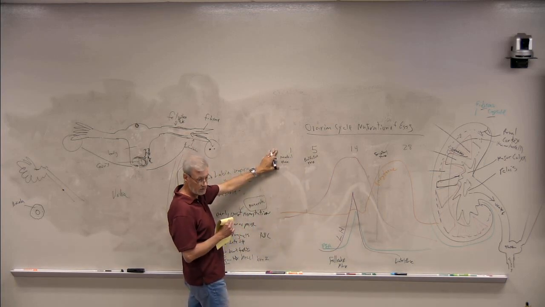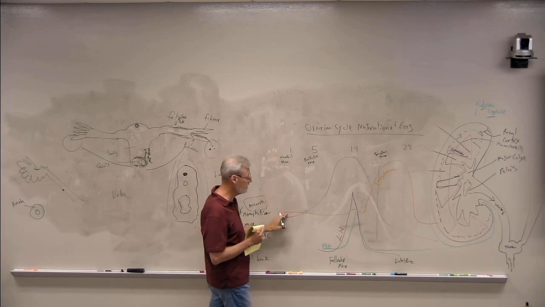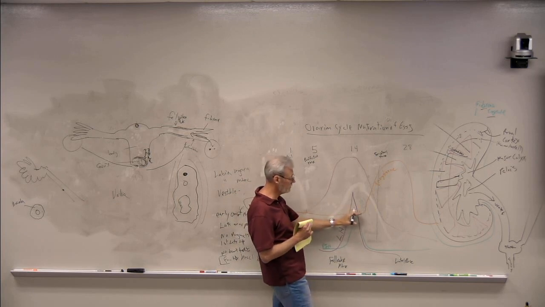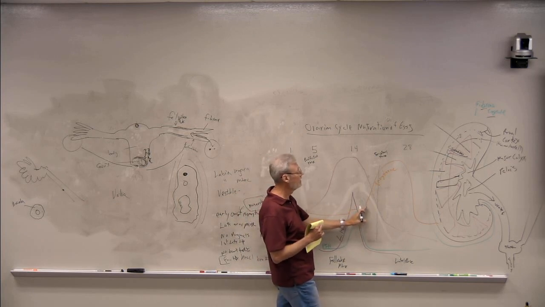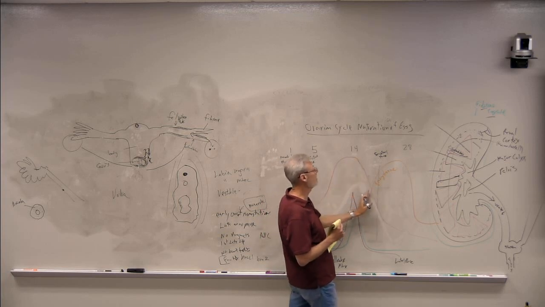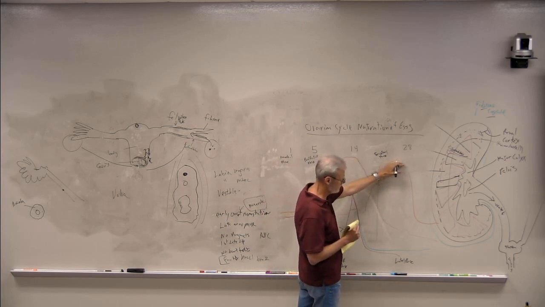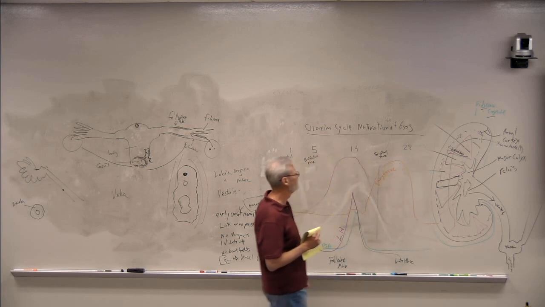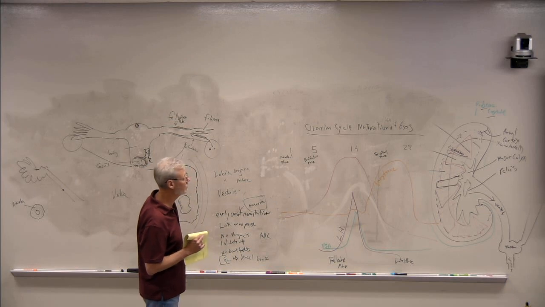Now, kind of the counter-regulatory hormone is progesterone. Notice progesterone's low. At ovulation, there's a little spike. And then, as estrogen is coming down, progesterone goes higher, higher, higher until it begins to drop down, too. The estrogen and the progesterone.